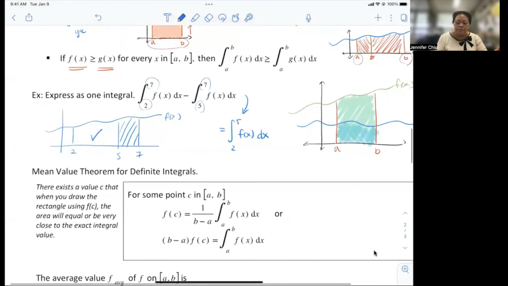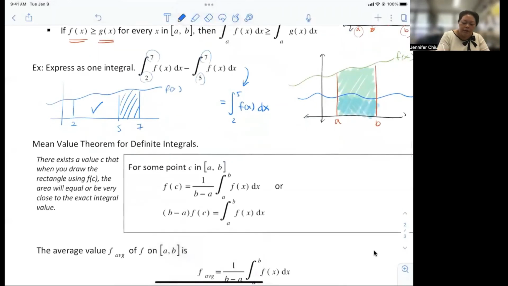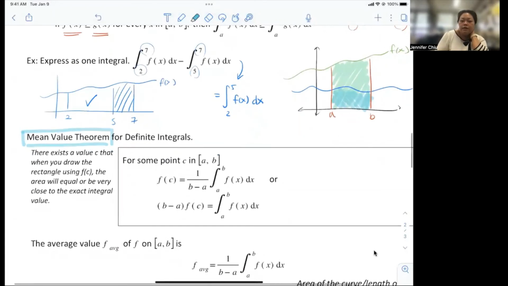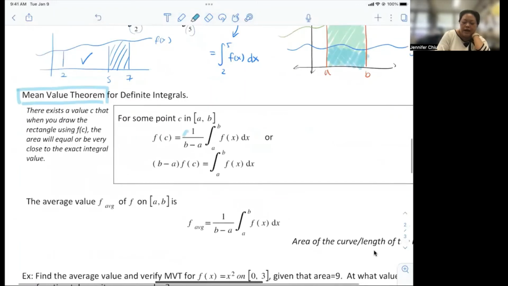Okay? Last one, the main point of today is the mean value theorem. You have two mean value theorems in calculus. You have the MVT for derivatives and you have the MVT for definite integrals. This is the MVT for definite integrals. So the mean value theorem says that you're trying to find the average of your area under the curve, which is really hard to understand.